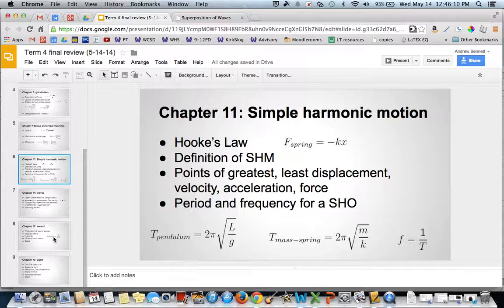With simple harmonic motion, you need to be able to discuss the points of the greatest and the least displacement, velocity, acceleration, and force, and talk about the frequency and period for a simple harmonic oscillator. Both talk about those and make calculations with those.